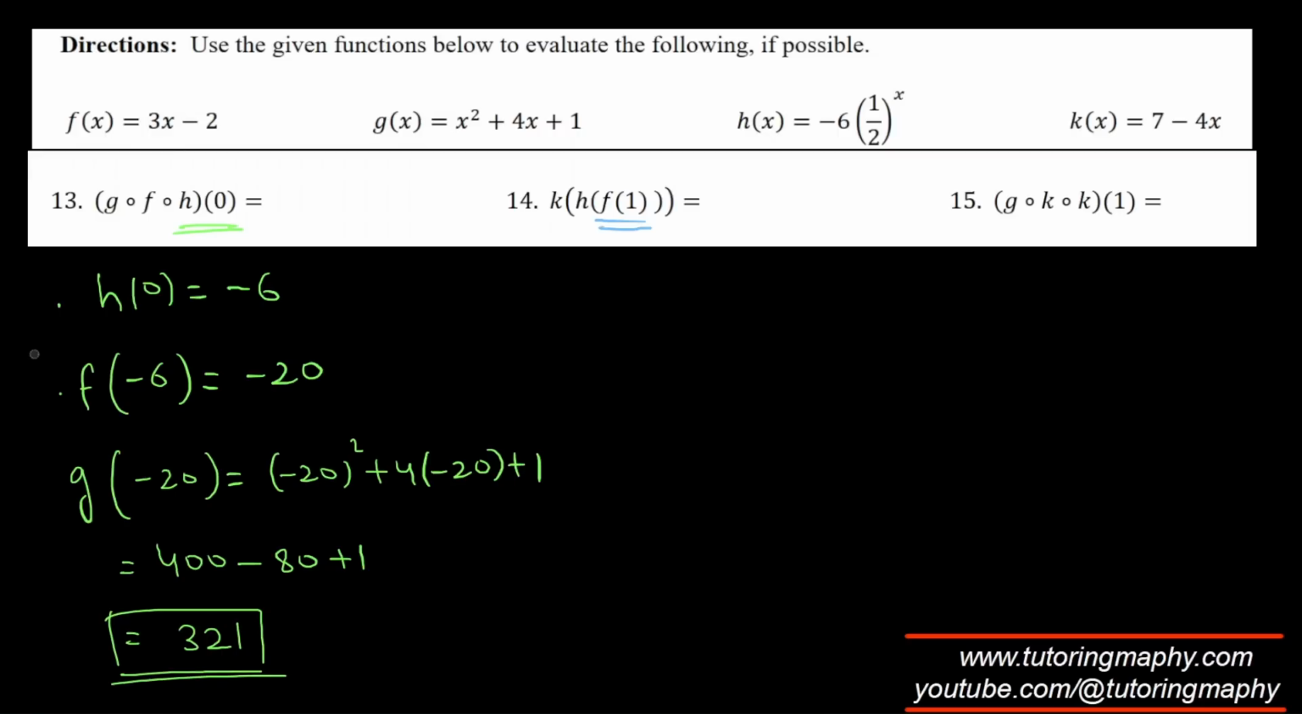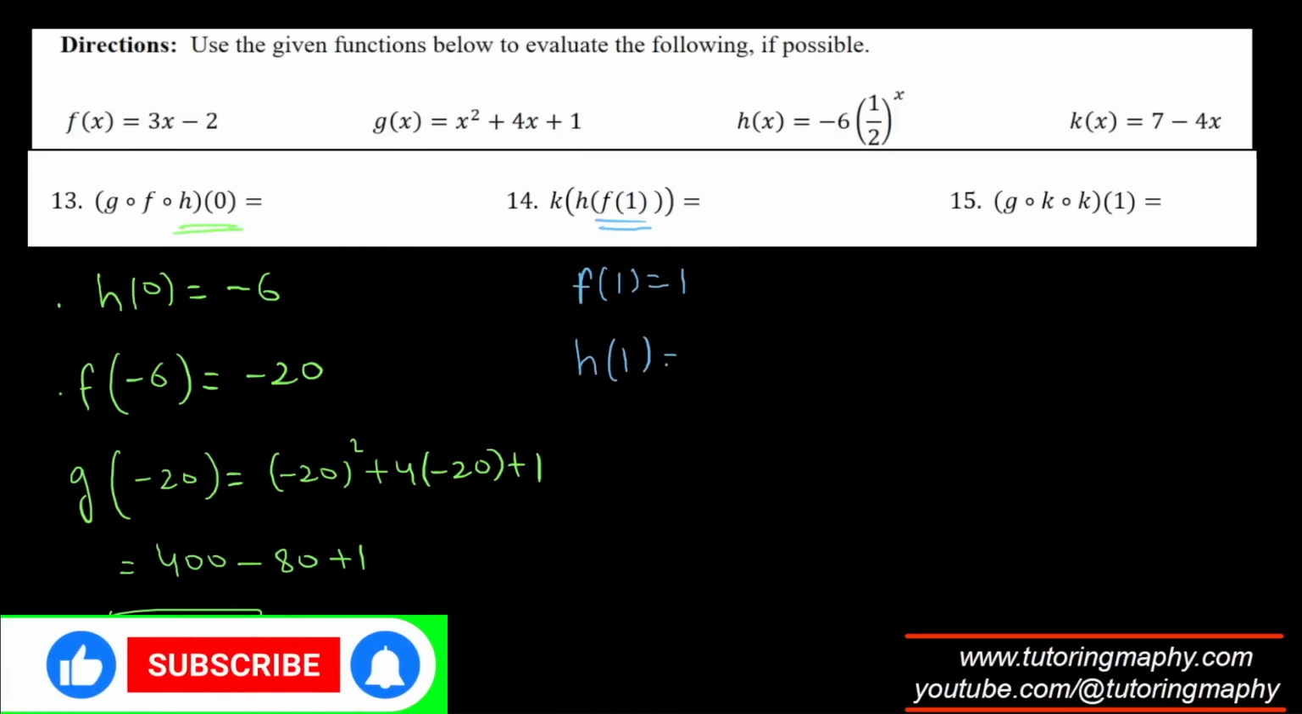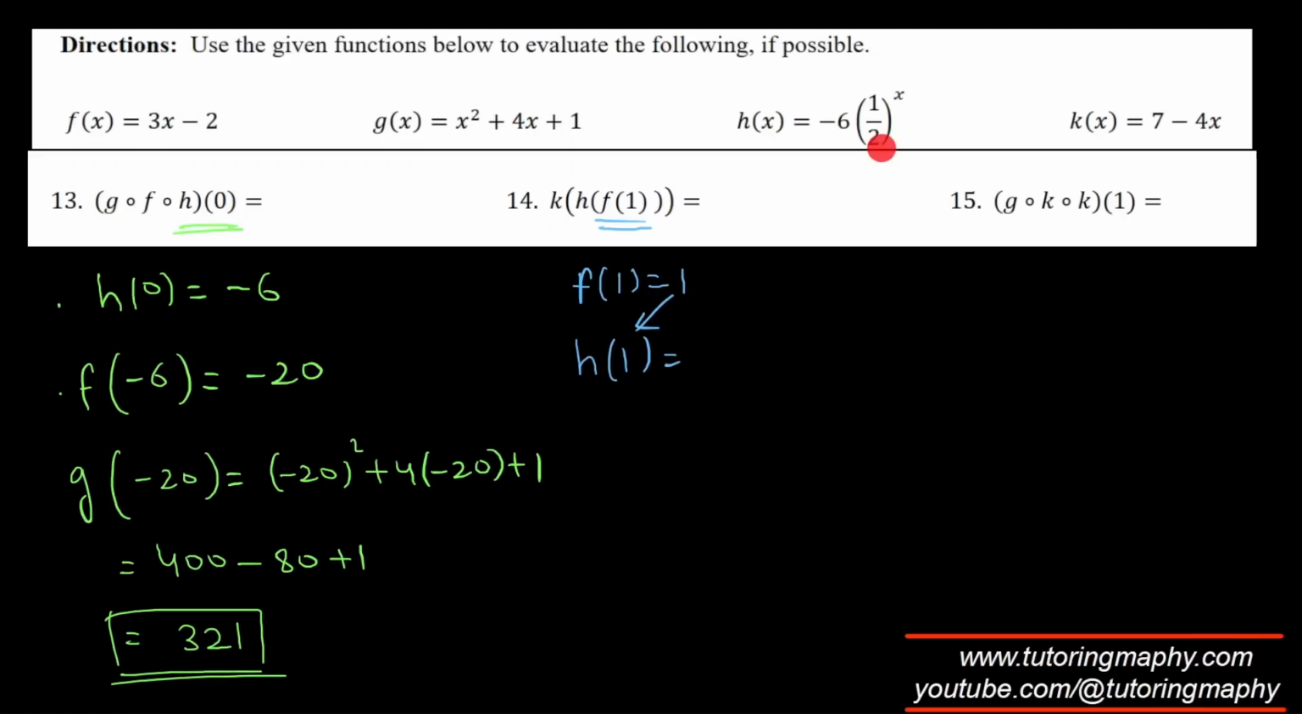Here, let's find f of 1 first. So that's easy. Replacing x with 1. So 3 times 1 is 3. 3 minus 2 is 1. So f of 1 is 1. Now I'm looking for h of 1, because h of this thing. So h of 1 is just, I replace x with 1. So negative 6 times 1 over 2, or negative 6 over 2, which is negative 3. So that's negative 3. And then k of this thing, negative 3. Here we replace with negative 3. So that's going to look like 7 minus 4 times negative 3, which is 7 plus 12, which is 19. That's the answer.